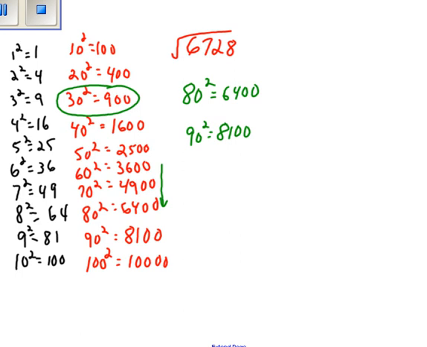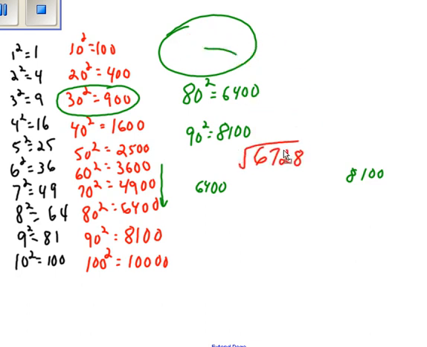But we know it's not going to be more than 90 squared, because 90 squared is 8,100. Now, if we look at this number, 6,728, and we have 6,400 here and 8,100 here, my guess is that 6,728 will probably be closer to 6,400 than it will be to 8,100.